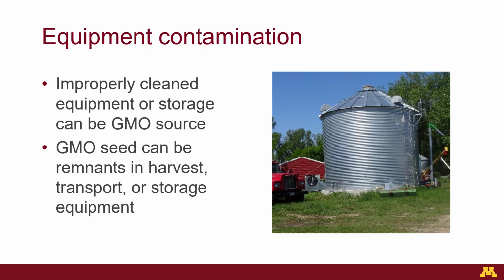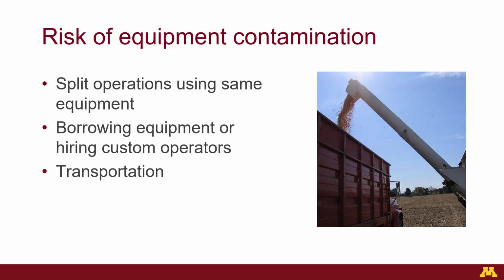Equipment or storage facilities that have not been properly cleaned can also be a source of GMO contamination. GMO seed or grain can be retained or transported in equipment that has been handling GMO crops. This can be a problem when remnants of GMO grain mingle with your non-GMO crop during harvest, transport, or storage. This kind of contamination is most likely if you have a split operation growing both organic and GMO crops, or are borrowing equipment or hiring custom operators, or using shared or custom transportation to haul harvested grain.